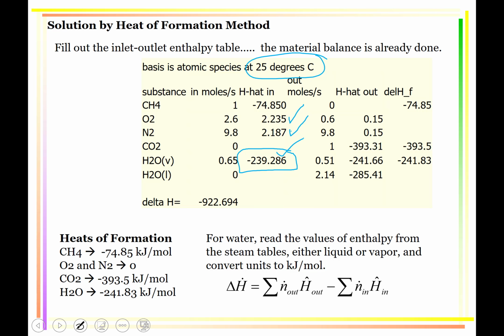Now what about the liquid water? We can actually get the enthalpy of liquid water also on table B.1, I think. So we're going to get those values of heats of formation, and we have one for the liquid and one for the vapor.